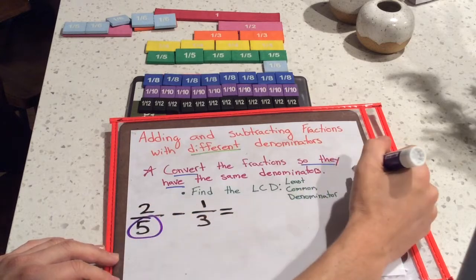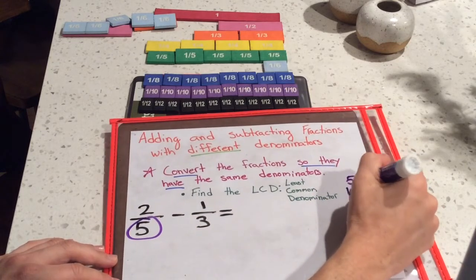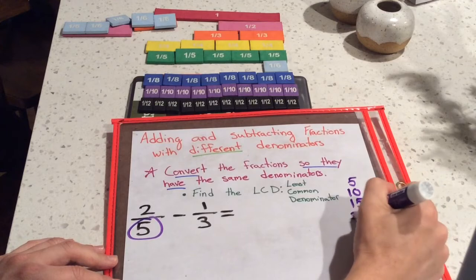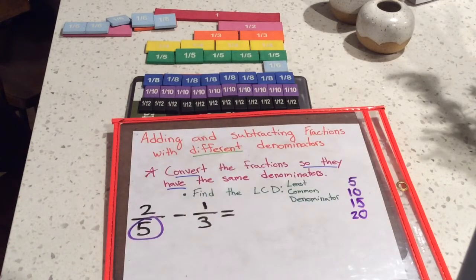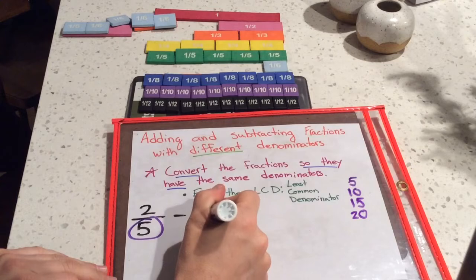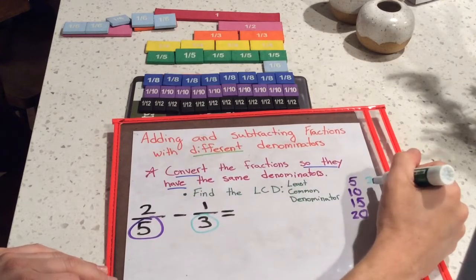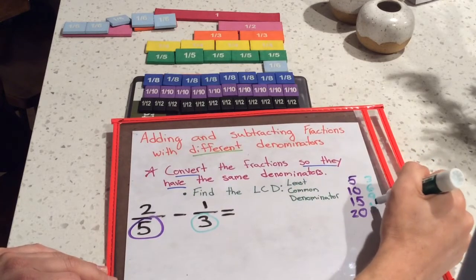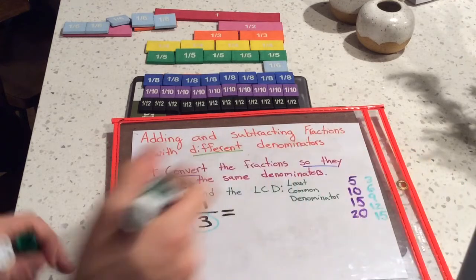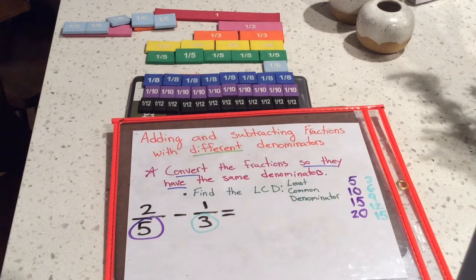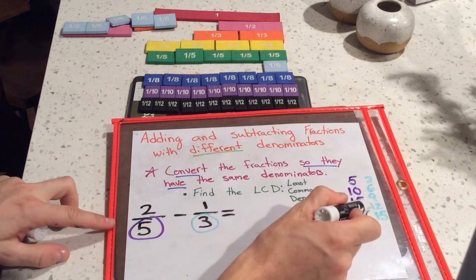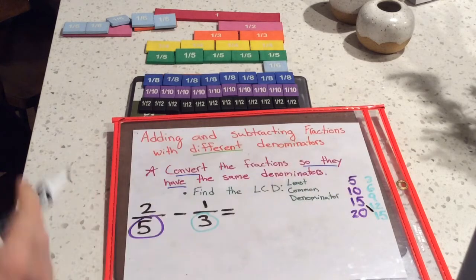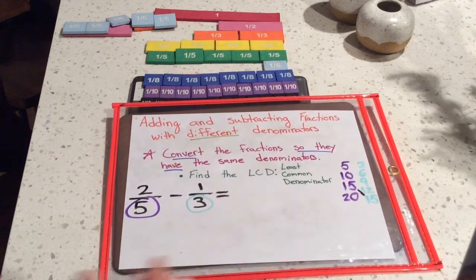I'm going to start with 5, and I'm going to skip count. 5, 10, 15, 20. I'm going to skip count by the other denominator. 3, 6, 9, 12, 15. I can see, I know that green doesn't show up very well, but I can see that they both have 15 in common. 15 is my least common denominator. I want to change both fractions so that they have 15 in the denominator.